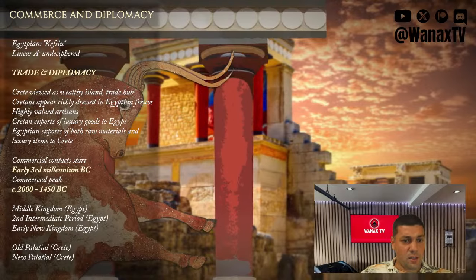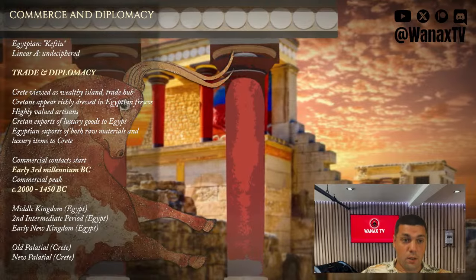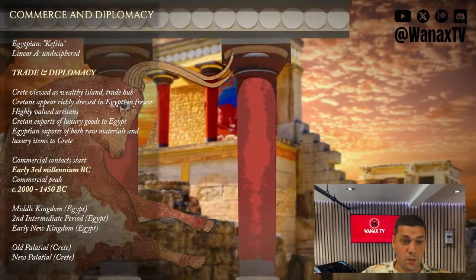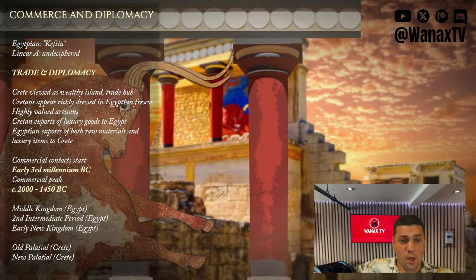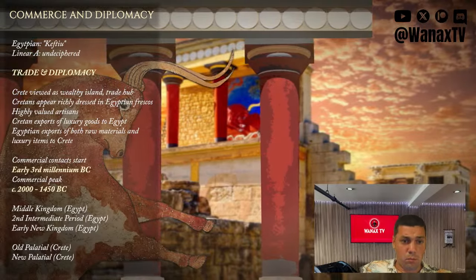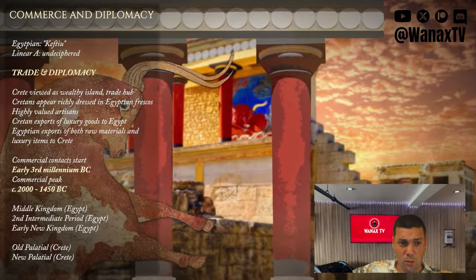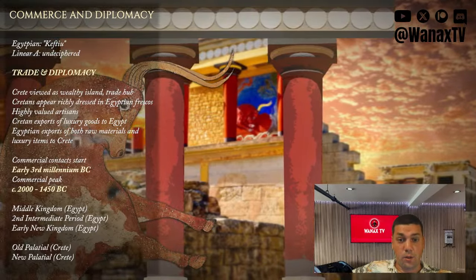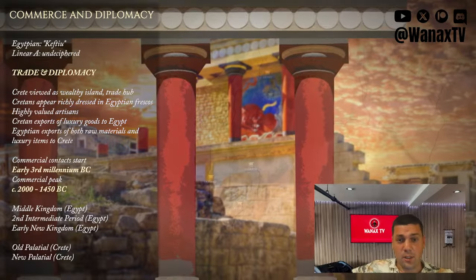So the commercial contacts start in the early third millennium BC, as we already mentioned, and the commercial peak is between 2000 and 1450 BC, which is approximately when the Old Palatial period on Crete starts, roughly corresponding to the beginning of the Middle Kingdom in Egypt. The commercial relations obviously end with the fall of the Minoan civilization in around 1450 BC, perhaps a little later.